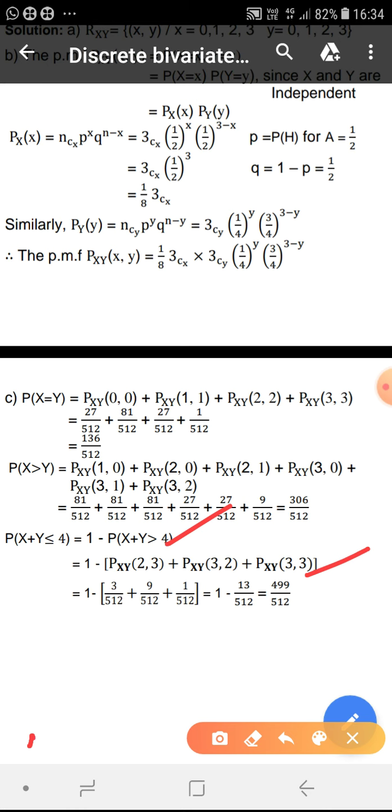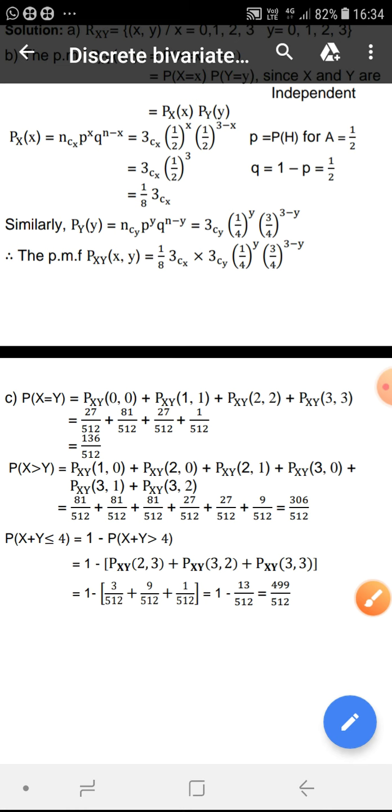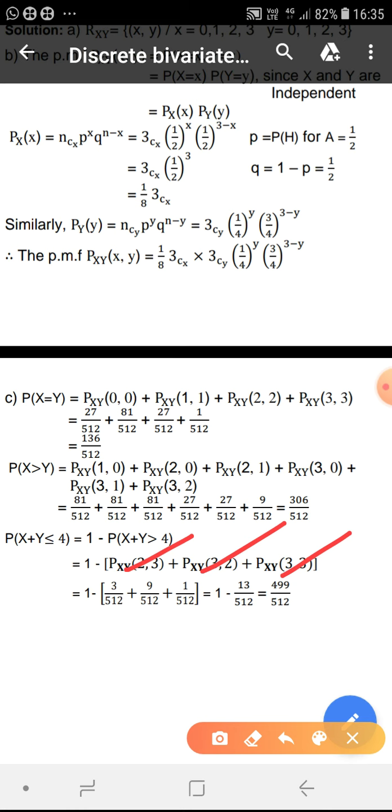2,1, 0,1, 2,1, 3 not possible. Similarly, 0,0 up to 0,3 not possible. 2,0, 2,1, 2,2 not possible. 2,3, sum will be greater than 4. Similarly, 3,2, 3,3. So get these three probabilities. Pxy of 2,3, 3,2, 3,3 from the expression Pxy of x, y by putting the corresponding x and y values. 1 minus that sum will give the required answer, 499 by 512.